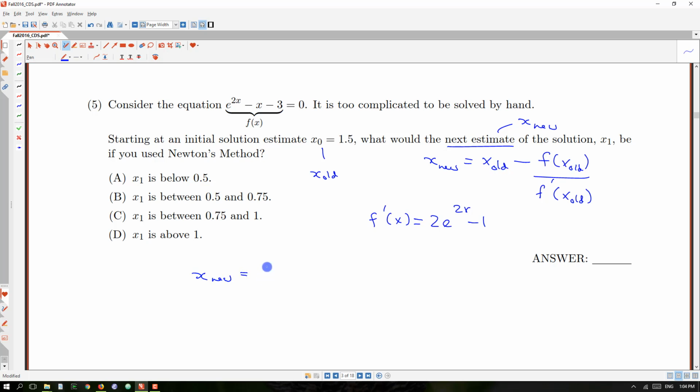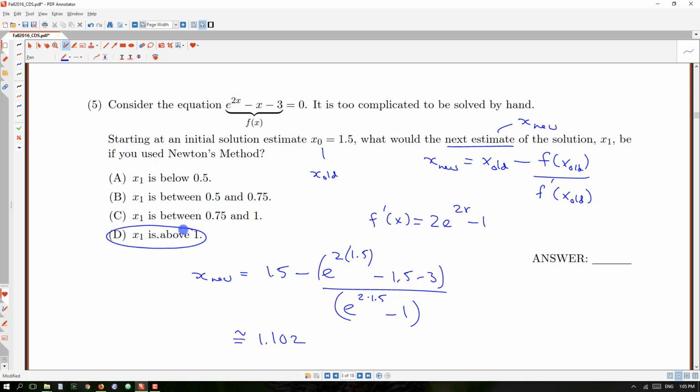X new is going to be x old, 1.5, minus the function value of x old, so putting in 1.5 everywhere here, e to the 2 times 1.5, mark that more clearly as a product, minus 1.5 minus 3. Careful with the parentheses here, it's negative of this whole entire expression, so make sure you have brackets around that. And then the slope, e to the 2 times 1.5 minus 1. Then we pull out our calculators and see what value we get. If we're careful, we end up with a value of around 1.102, and that fits into the categories here of D.